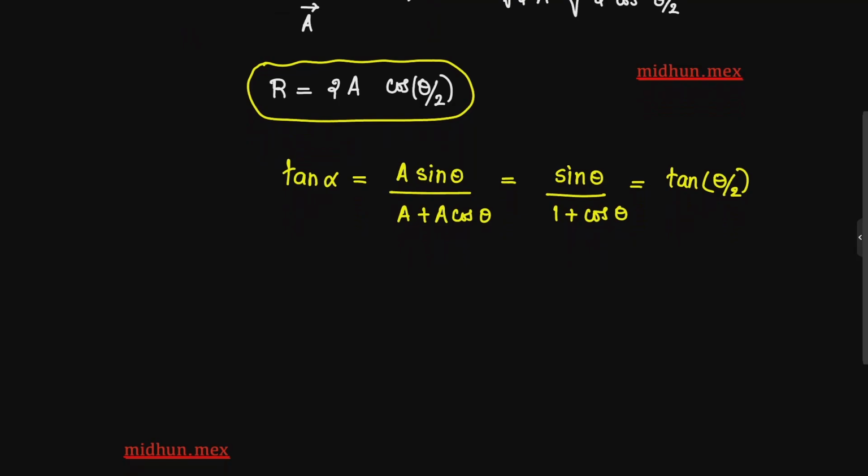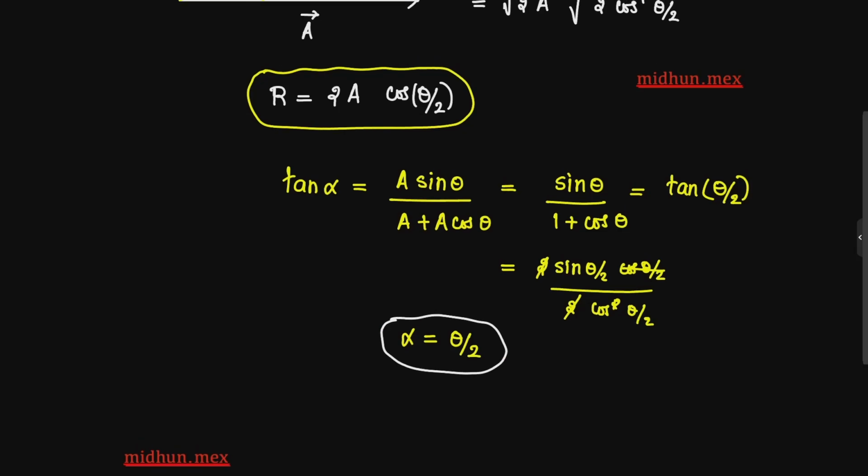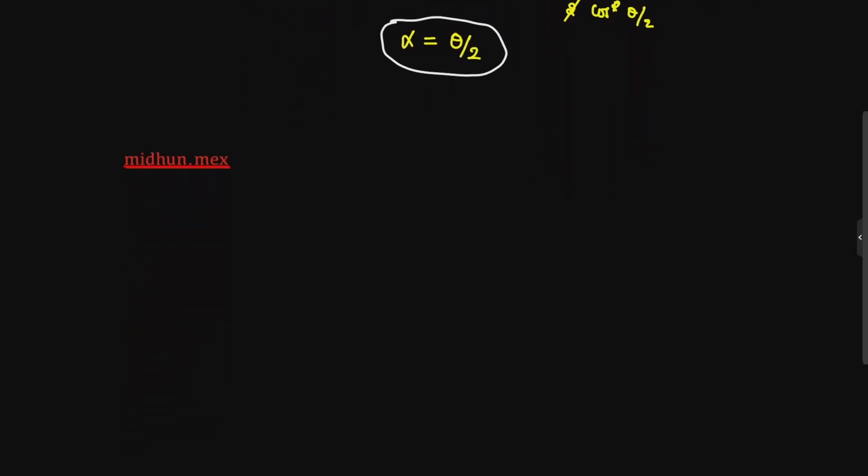That's it. So if you want, I can simply write sin theta will be what? 2 sin theta by 2 cos theta by 2. 1 plus cos theta is 2 cos square theta by 2. So 2 cancel, cos theta by 2, cos square will get cancel. Therefore sin theta by cos theta will become tan theta. That is what is written. So I got alpha value is equal to how much? Theta by 2. I got alpha value is equal to theta by 2. This is the case.